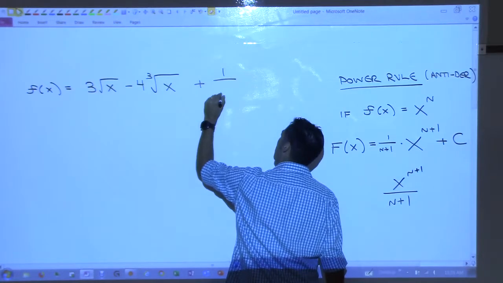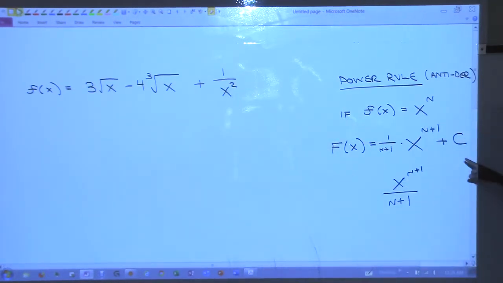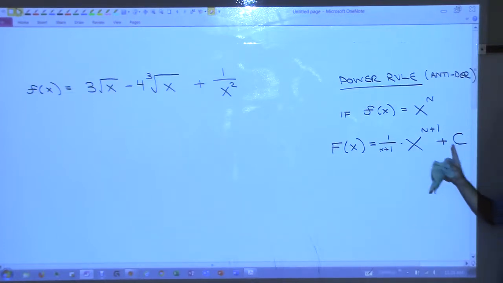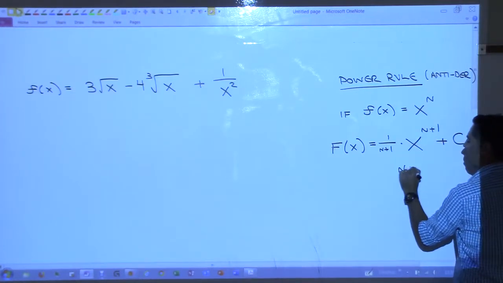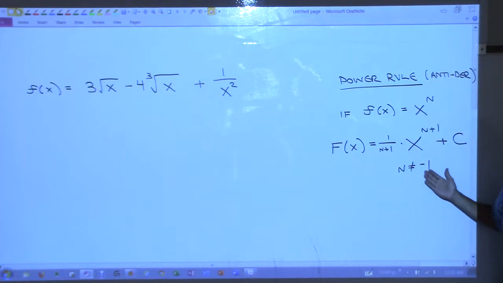I forgot to mention something. This formula, let me erase this. This formula does not work one time and one time only. It is only good so long as n is not -1. Because what happens if n is -1? Look at your formula. If n is -1, what is this? 0. 1 over 0 is undefined, right? So this formula breaks down when n is -1.